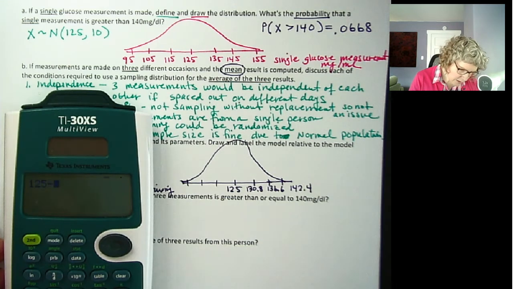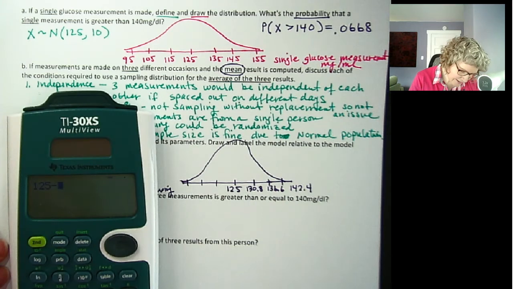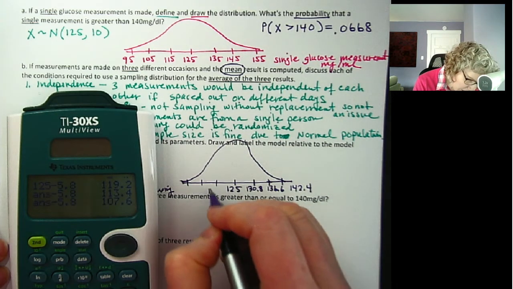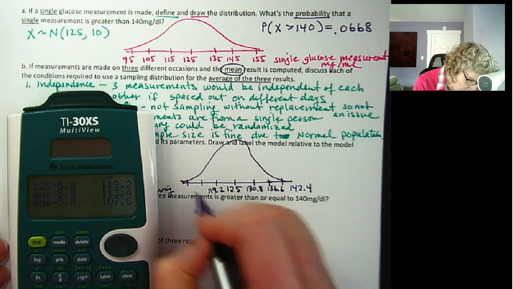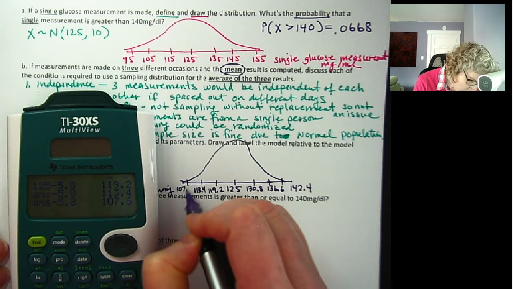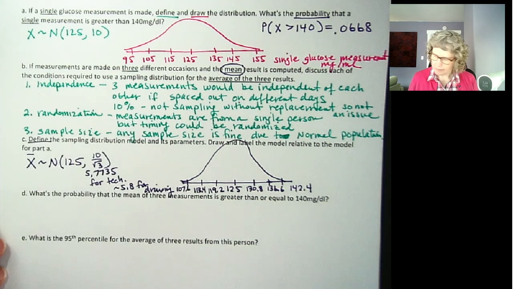125 minus, what was it, 5.8? 5.8 minus 5.8, enter, minus 5.8, enter. Okay, so then I've got 119.2, 113.4, 107.6. Whew, got it all in there.